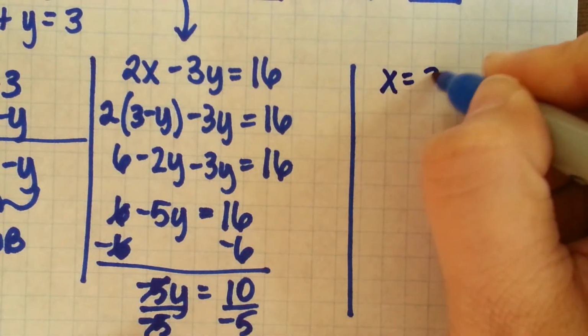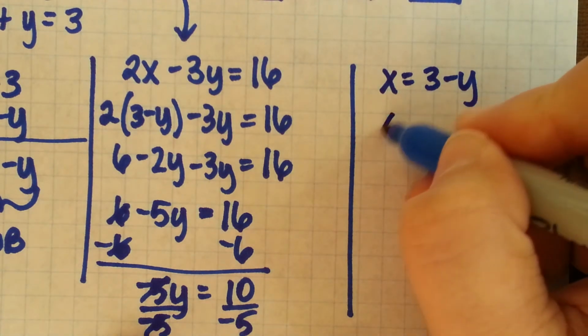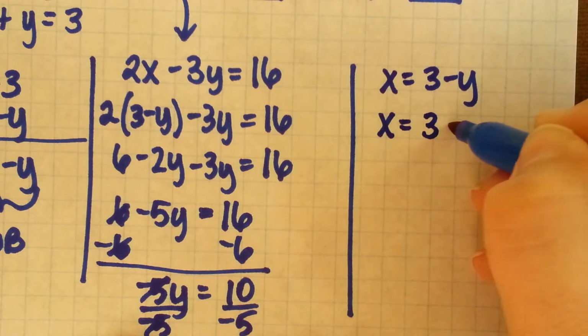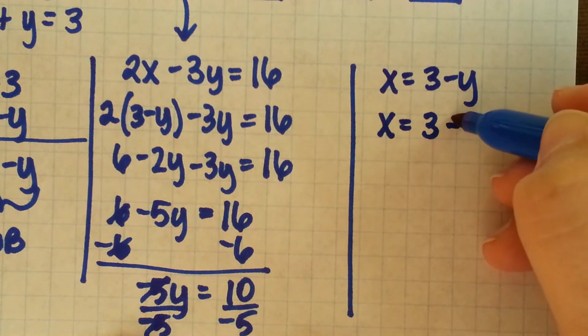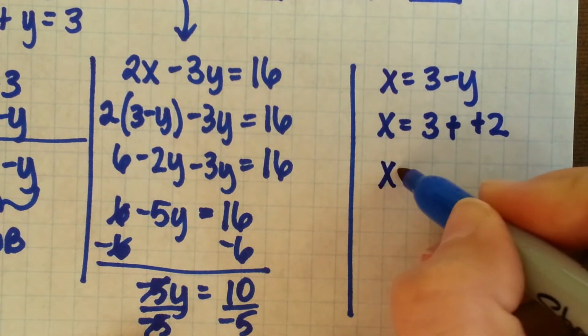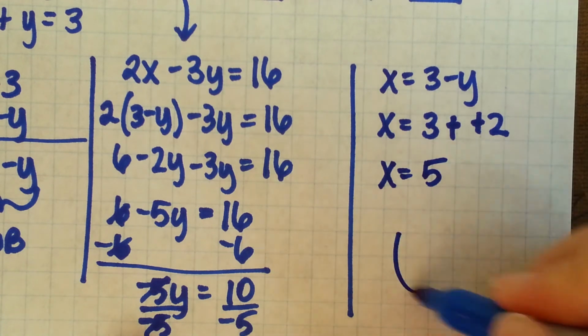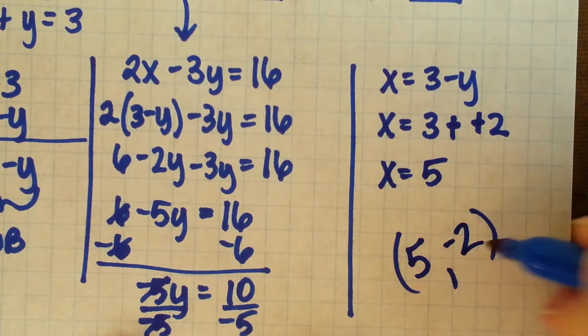So I have x equals 3 minus y. In place of y, I'm going to put that it is negative 2. So 3 minus negative 2. This changes to plus a positive. So 3 plus 2 is 5, which means I have an xy coordinate pair where x is 5, y is negative 2.